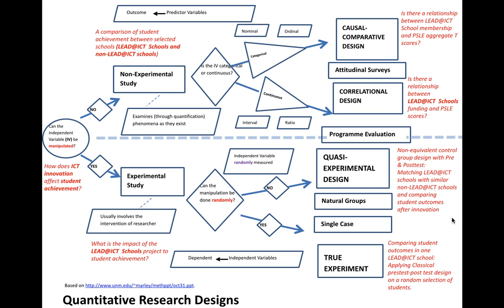So here I have a non-equivalent control group design with pre and post test. So what I do is I match LEAD ICT schools with similar schools, in other words, in size, school population, student population.